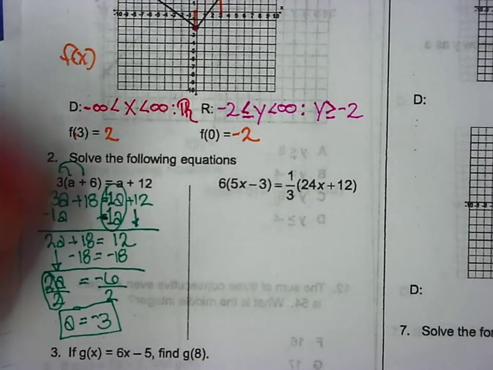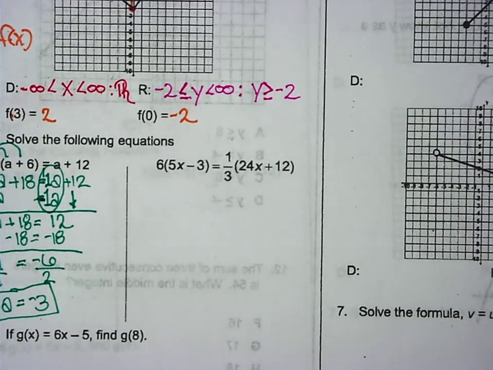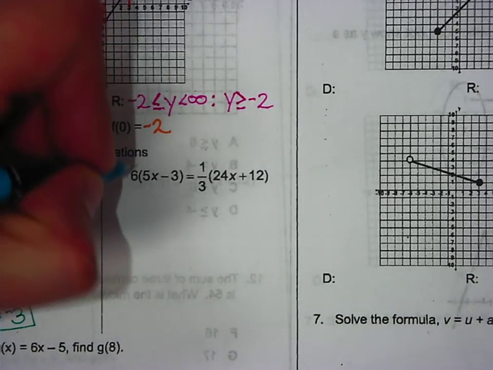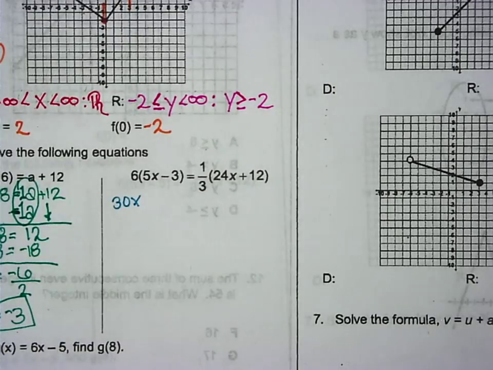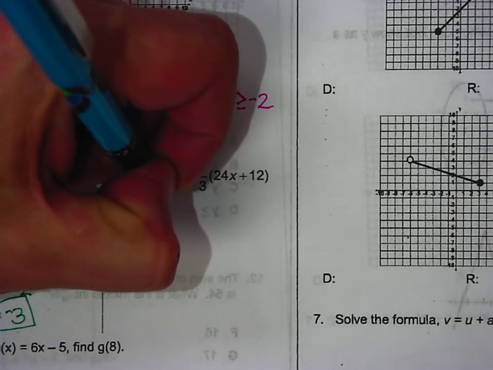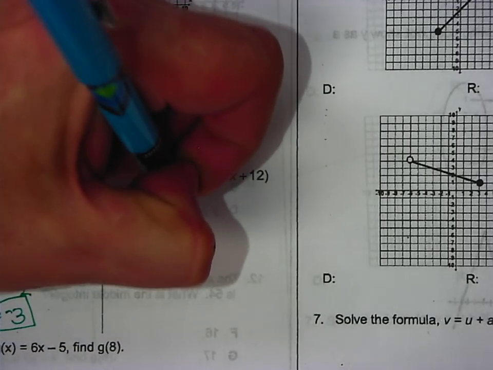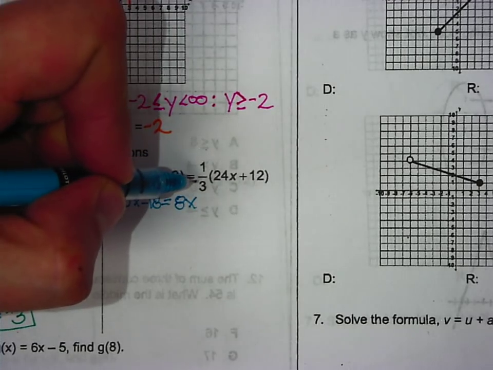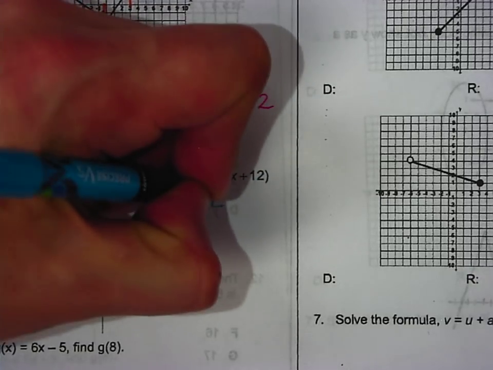There's my first answer. Now I'm going to work the other side in very similar fashion. I have distributive property on the left. 6 times 5x is 30x. 6 times a negative 3 is negative 18. A little math trick is that when I'm multiplying by 1/3, that's the same thing as dividing by 3. So 1/3 of 24x is going to be 8x. 1/3 of 12 is going to be positive 4 in this case.